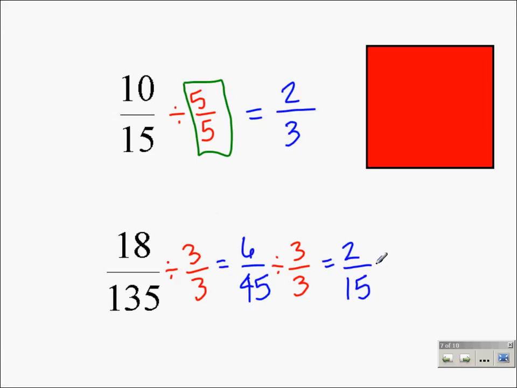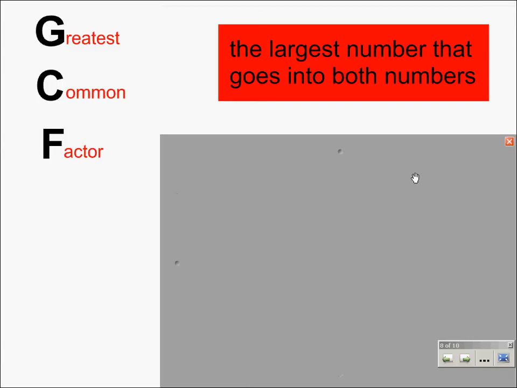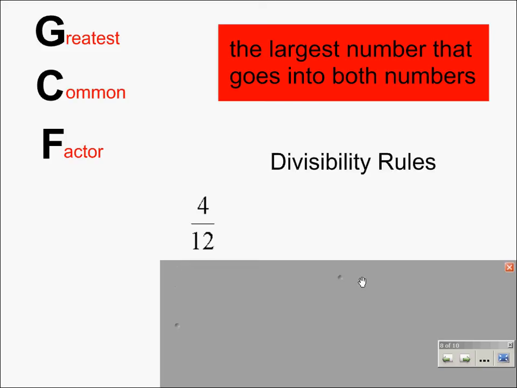Now, that seems like a lot of work, and it is, so that's why we have something called the greatest common factor. And that's the largest number that goes into both numbers. If we can find that, it will make less work for us in the long run. So let's take a look at one by divisibility rules, and then we'll take a look at it a different way. By divisibility rules, since these are both even, we would divide top and bottom by 2.